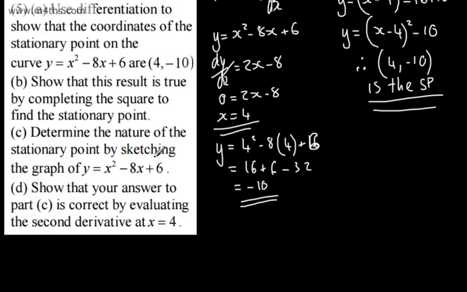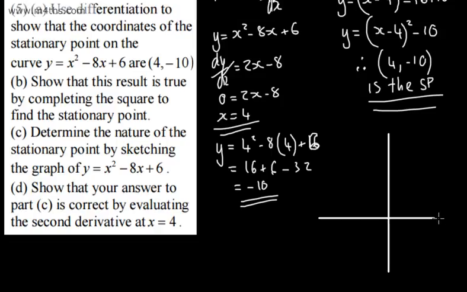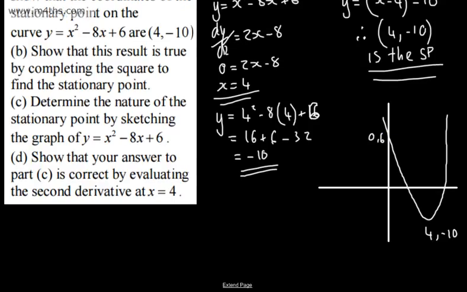Okay, in this one, determine the nature of a stationary point by sketching the graph of y is equal to x squared minus 8x plus 6. So let's just go ahead and draw that. This should be relatively straightforward. We'll have something that looks a bit like this. Not fantastically accurate. This point is going to be (4, -10). This point is going to be (0, 6). We can see now on here, that's going to be negative, negative, negative, negative, negative, 0, positive, positive, positive. Therefore, it's going to be a minimum. So that is a minimum.